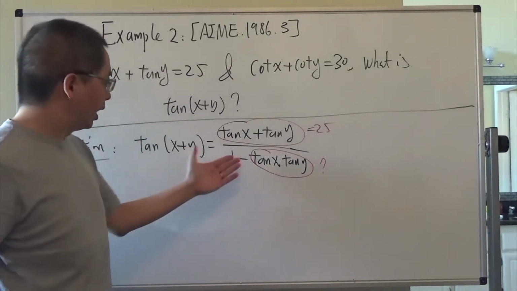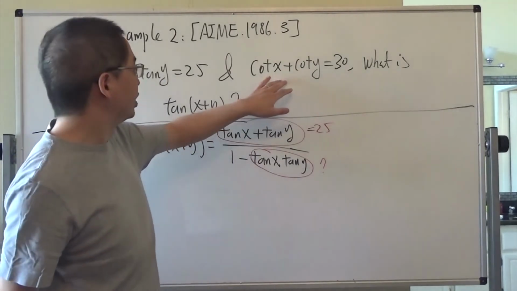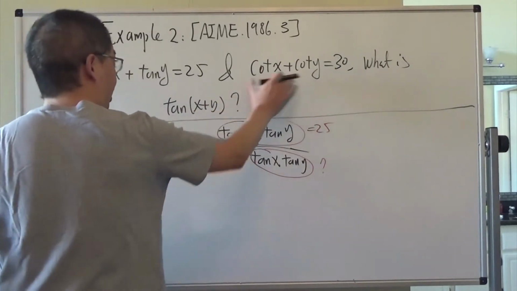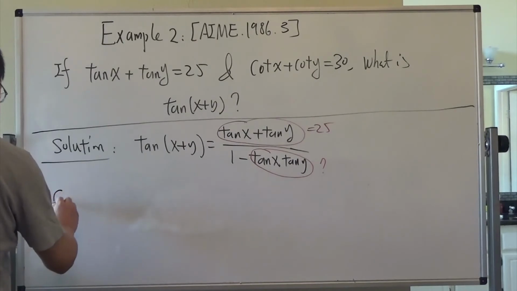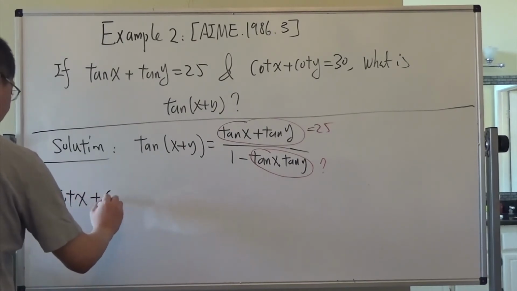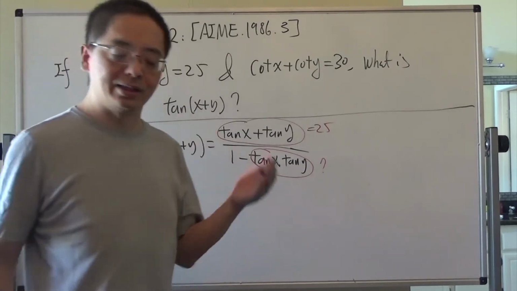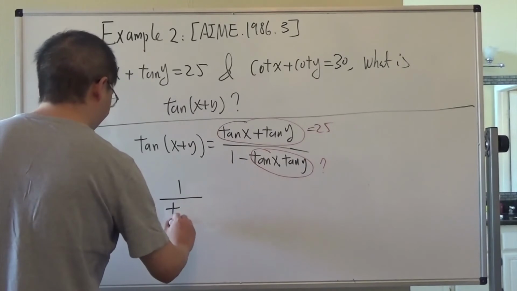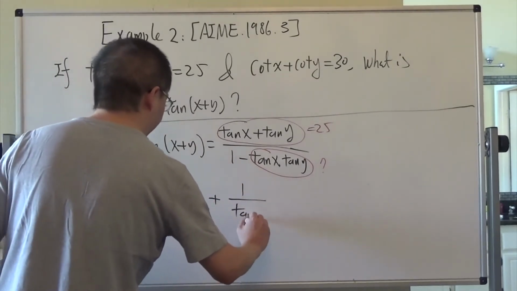How do we figure out tangent x times tangent y? We can use another piece of information, that's cotangent x plus cotangent y. So let's see how we use this piece of information. Cotangent x plus cotangent y. Well, cotangent x is just the reciprocal of tangent x. So this is 1 over tangent x plus 1 over tangent y.